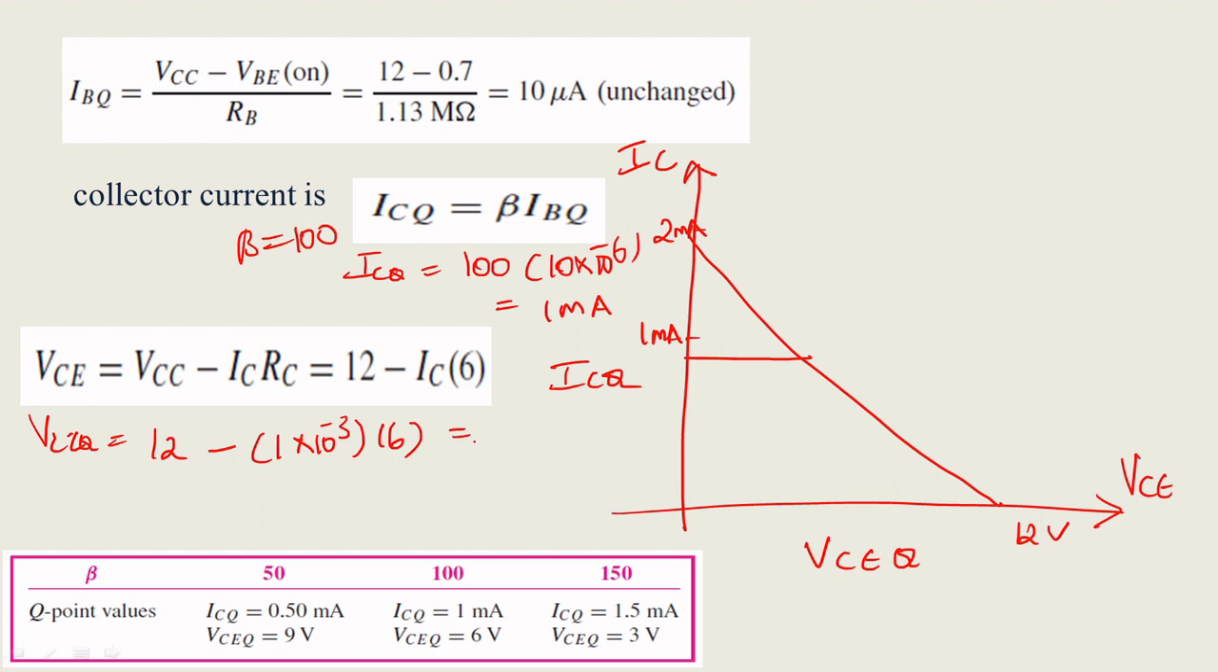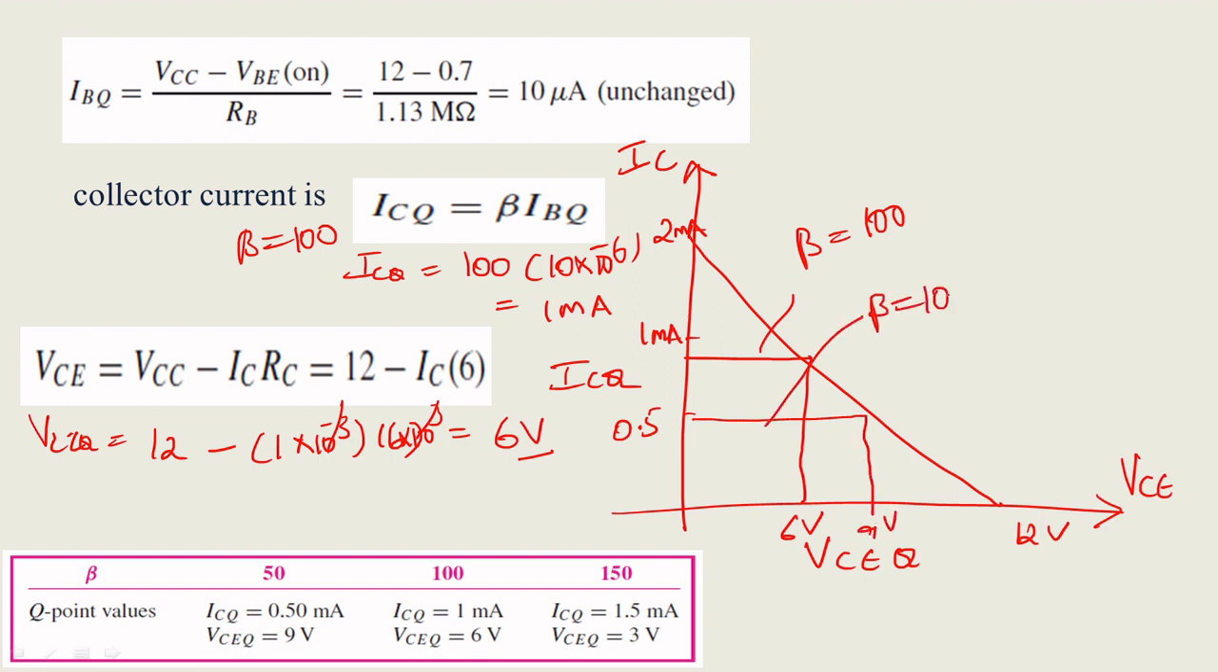It is kilo ohms, right? So both will be cancelled. We'll be getting 6 volts. In the previous case, for 50 it was 9, now it is 6. This is for when beta is 100. When beta is 50, you got 0.5 milliamps and a voltage of 9. Similarly, when you go for 150, you get 1.5 milliamps and the voltage is 3.